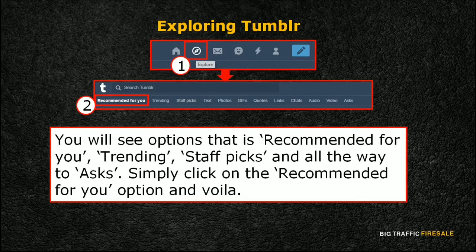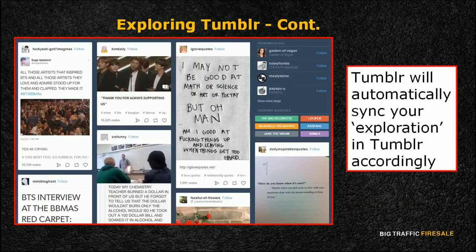As mentioned earlier, liking and reblogging a post will allow your Explore board to expand. The Explore button on the top right screen will direct you to it. On the top page, you'll see options that are recommended for you, trending, staff picks, and all the way to asks. Simply click on the recommended for you option and voila! Based on your likes and reblogs, Tumblr will automatically sync your exploration in Tumblr accordingly. This is how you and all the other users find their way in Tumblr.